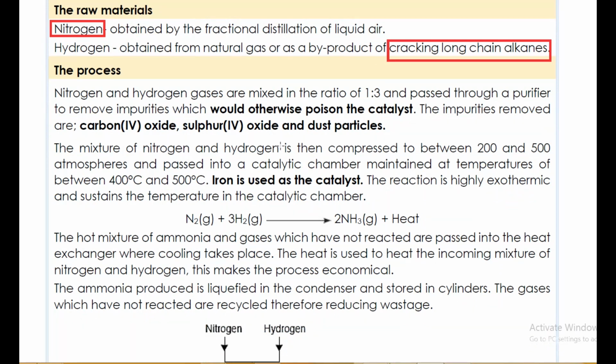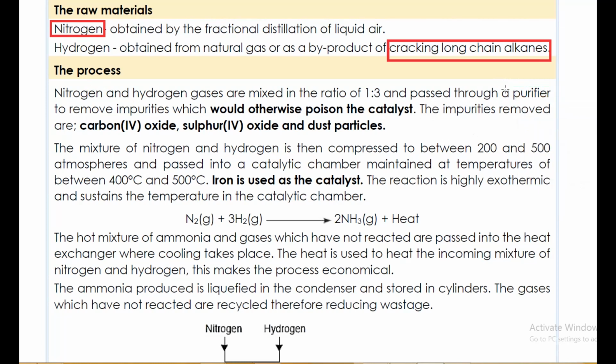You should know the impurities that are removed. Those are the major, and then you should know the reaction in the catalytic chamber, then the temperature and the pressure. Very fine. So the process: nitrogen and hydrogen gases are mixed in the ratio, that's not very important. Then passed through a purifier. That is now very critical. The mixture, nitrogen and hydrogen, is passed through a purifier.